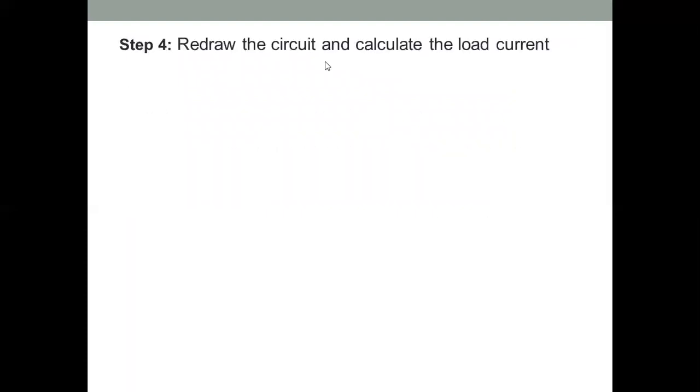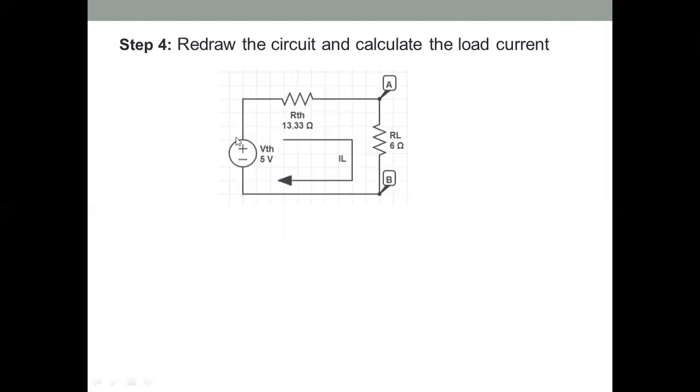Now we are going for the final step. In the final step, we are going to redraw the circuit and calculate the load current. This is the circuit that we are going to draw. In the final circuit, we are going to have the VTH in series with RTH across the load terminals A and B. Here we got the VTH value as 5 volts and RTH value as 13.33 ohms, and we know the load resistor value as 6 ohms.